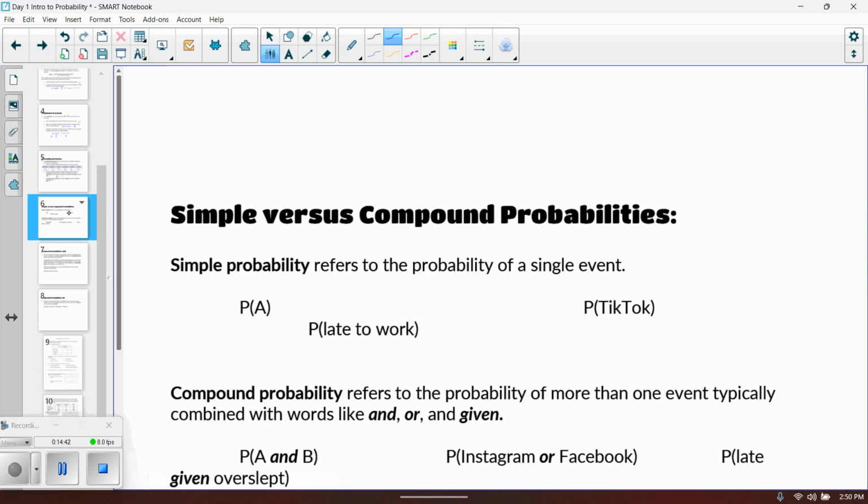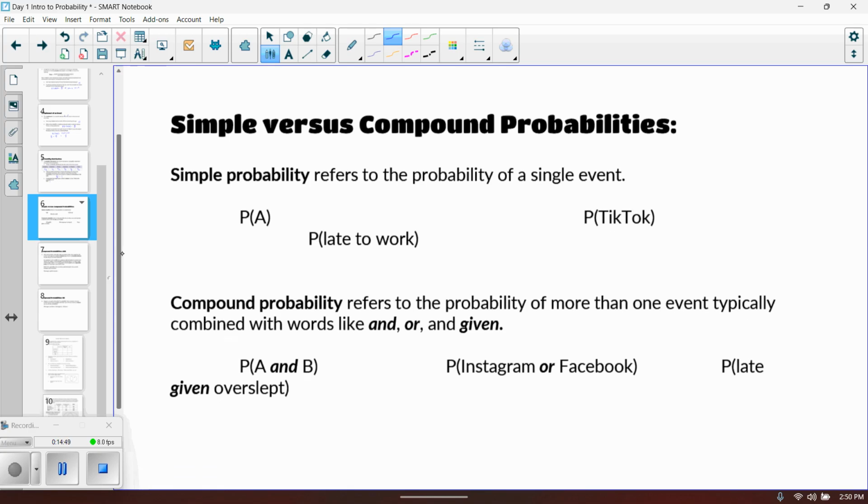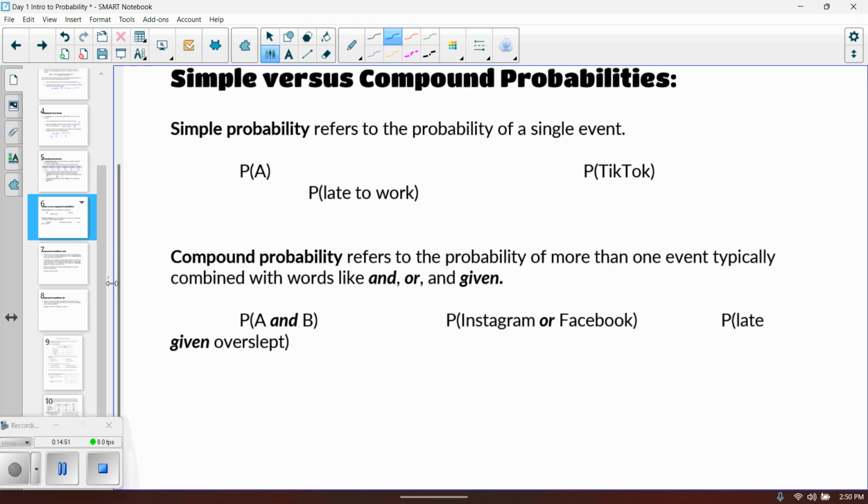Okay, so we're going to talk about what's simple versus a compound probability. The ones we've been doing have been simple. A simple probability refers to the probability of a single event, one thing happening. So the probability that A happens, or in our case, the probability that TikTok happens, or in some other survey or something, the probability that you might be late to work. One simple event, one single event.